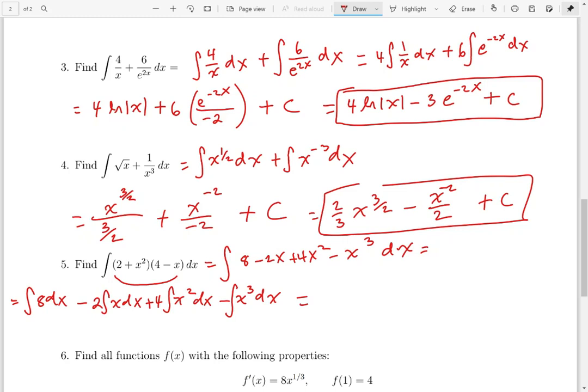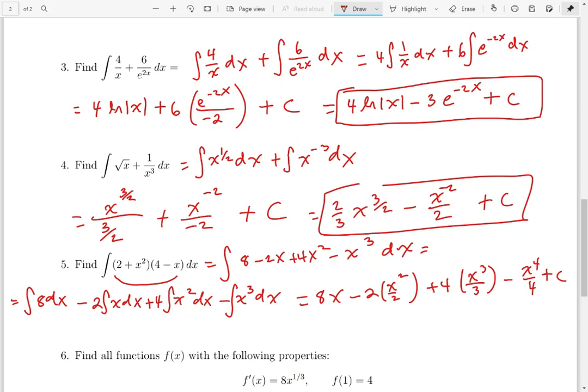Well, this first one, the integral of a constant, well, think about what happens, right? The constant times x, if you take the derivative of a constant times x, you're going to get just the constant. And so the antiderivative of a constant is going to be that constant times x. And so we're going to get 8x minus 2, and that's going to be x squared over 2, plus 4 times x cubed over 3, minus x to the 4th over 4, plus some constant c.